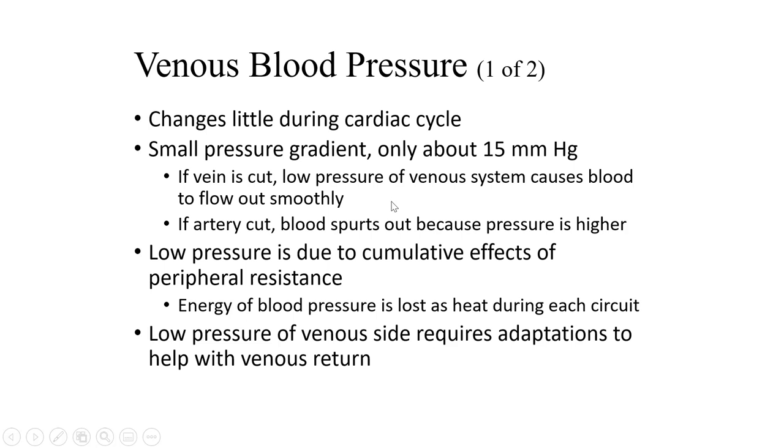So let's take a look at the pressure in the veins, or the venous blood pressure. Venous blood pressure changes very, very little during the cardiac cycle. The pressure is very low. There's also only a very small gradient, about 15 millimeters of mercury. So when you get a small cut through your skin, the blood that gushes out is not arterial blood. It's actually your venous blood.